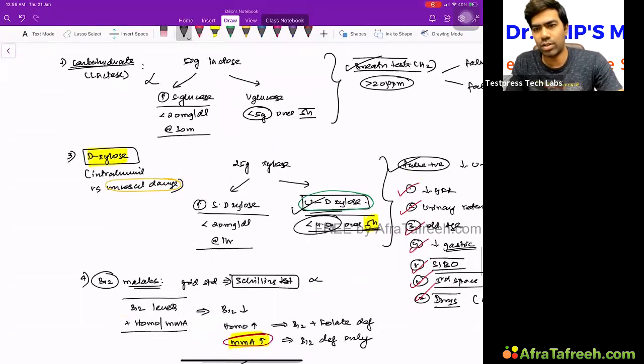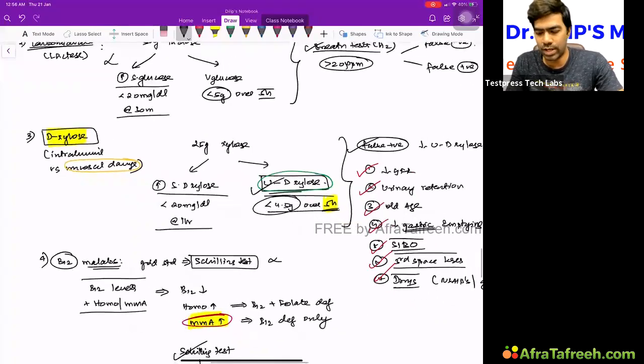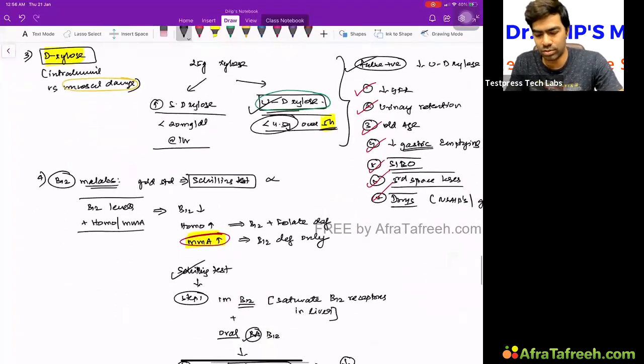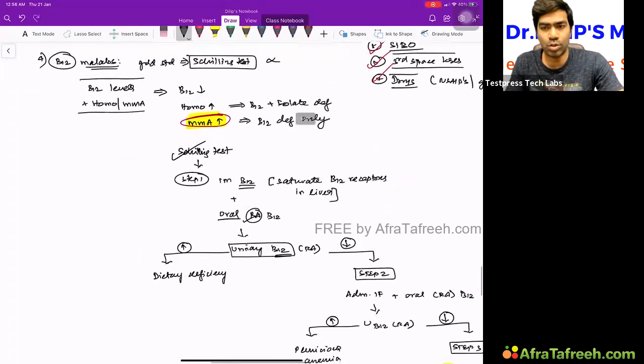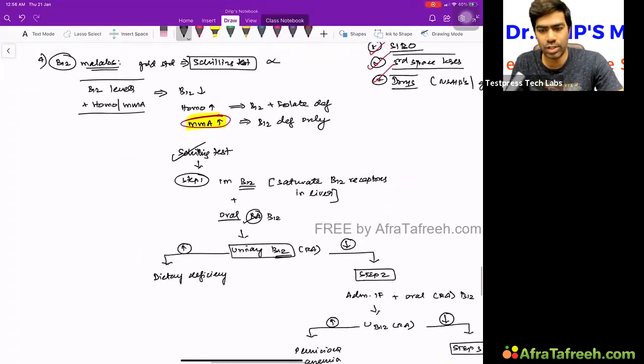As far as lactose intolerance is concerned, the breath test is very important. Hydrogen more than 20 ppm is suggestive of lactose malabsorption. As far as the D-xylose test is concerned, urine D-xylose excretion less than 4.5 grams over a period of 5 hours after giving 25 grams of D-xylose is the test for mucosal integrity. So it tells you that the mucosa is damaged.